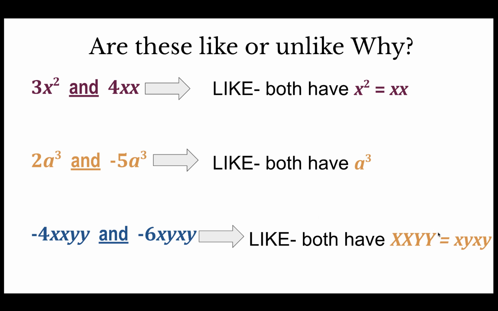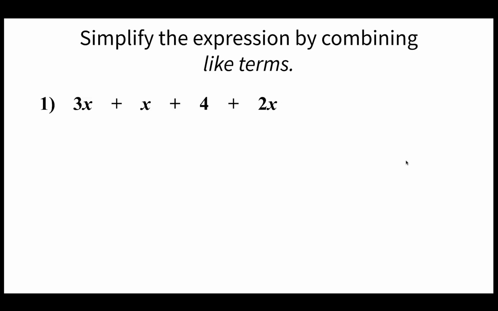Even though in the second term there with negative 6xy, the x's and y's are in a different pattern, it doesn't matter. We could rearrange them because of the commutative property. Therefore, they are like terms. That can be a little tricky, can't it? Yeah, math is a language, remember, and we're constantly working on understanding that language.